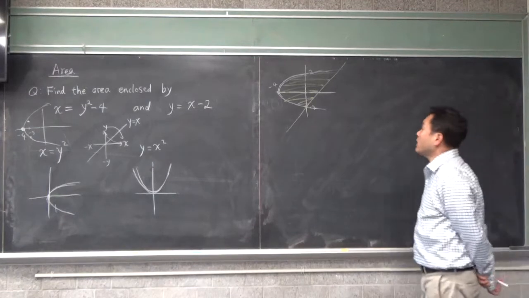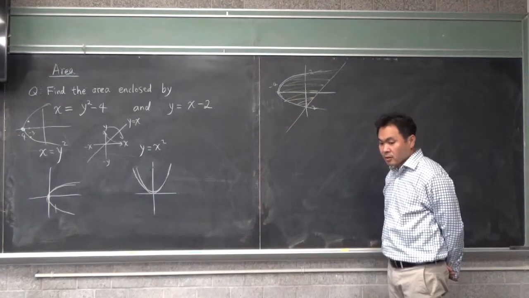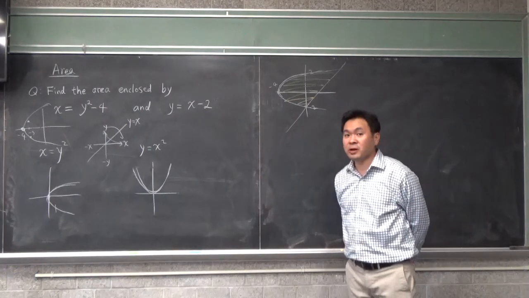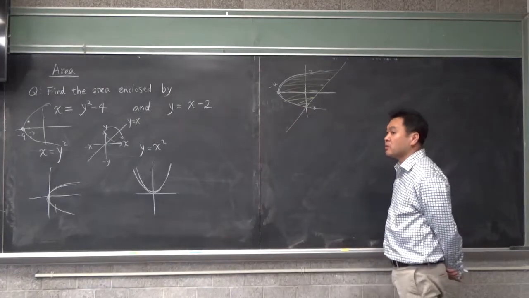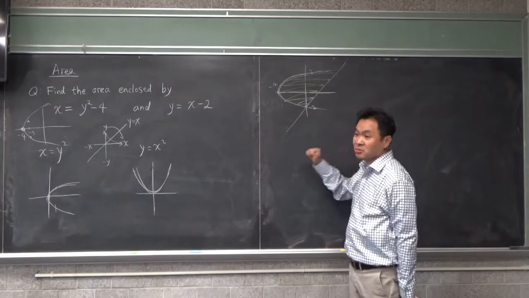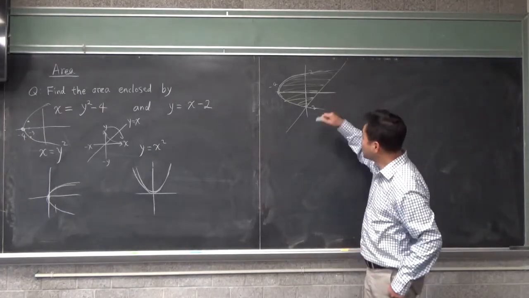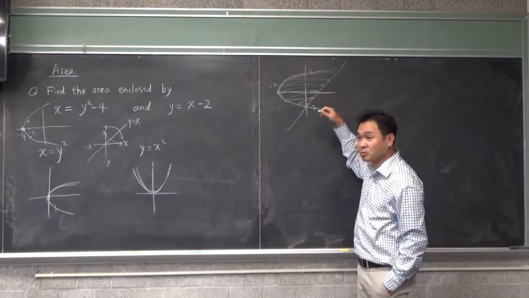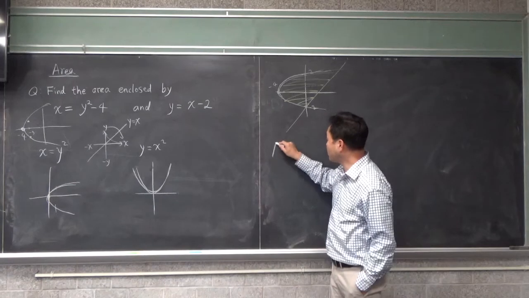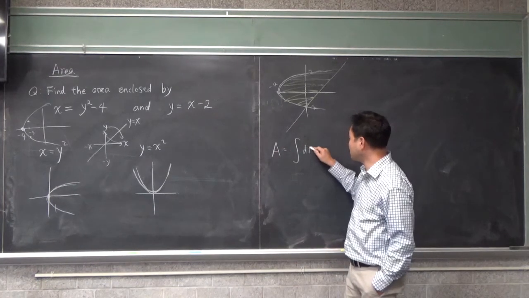Okay, so once you have the graph done, now we can figure out the area. Now, to find the area, you basically have two options, either top minus bottom or right minus left. And it all depends on how you dissect the area into small pieces, right? So the way we calculate is always area is the sum of its pieces.